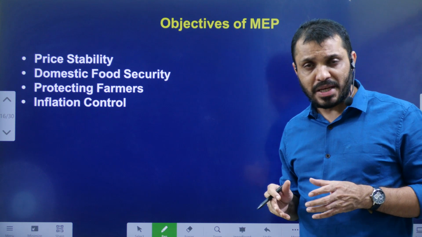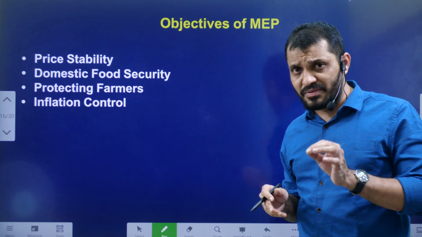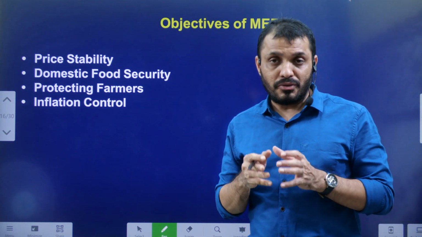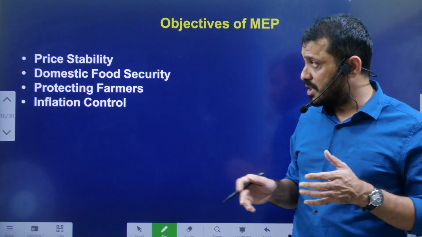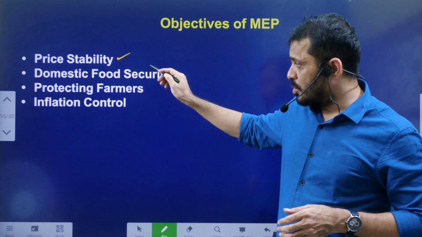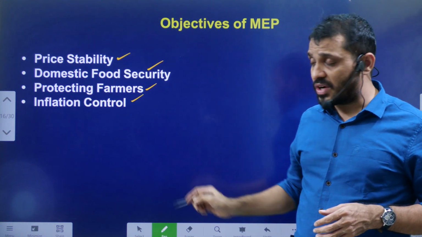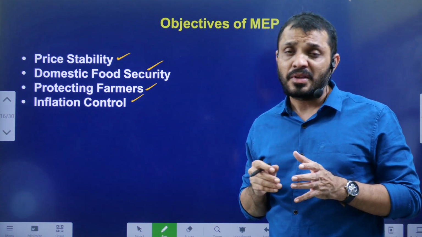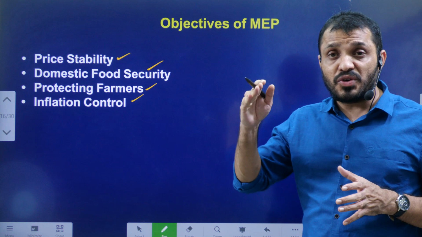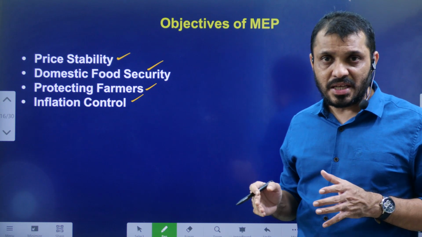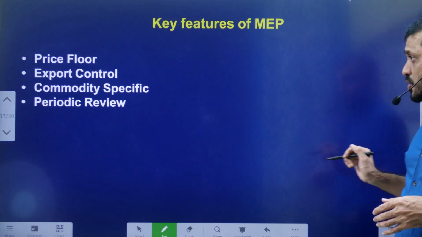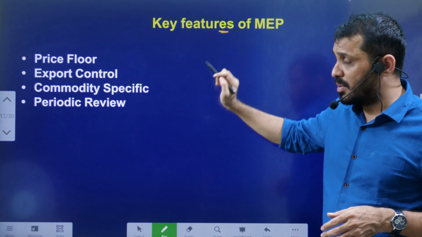The objective of minimum export price, like I said earlier, the major objective is to control inflation in the country so that we can ensure food security. Now let's see: price stability, domestic food security, we can protect the farmers as well as inflation control. But protecting farmers is somewhat a contentious issue, because if you are limiting the exports, obviously who is going to get hurt? Farmers are going to be hurt a lot. That we should know.